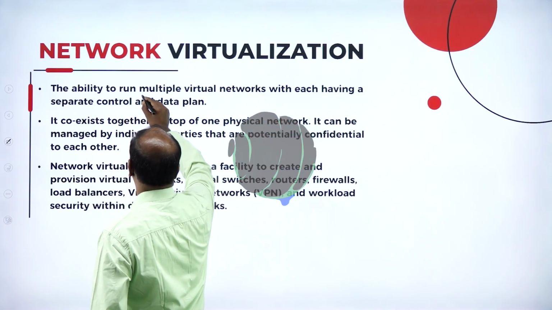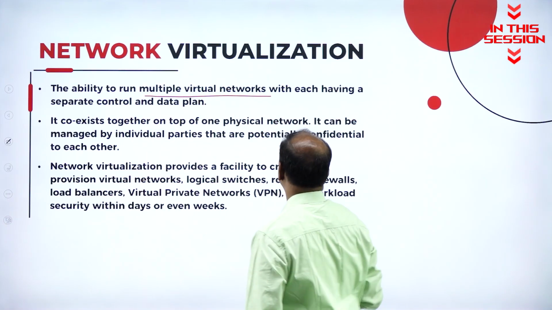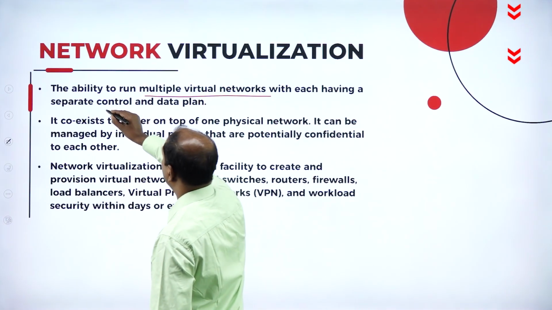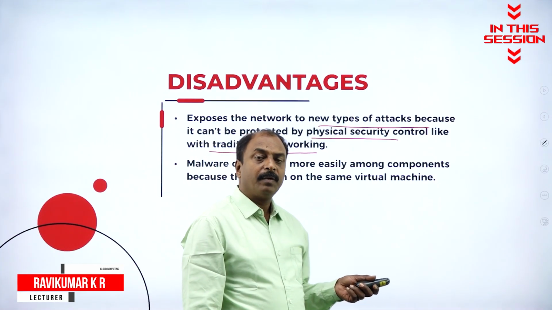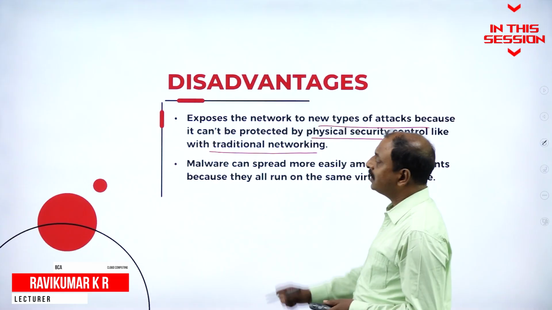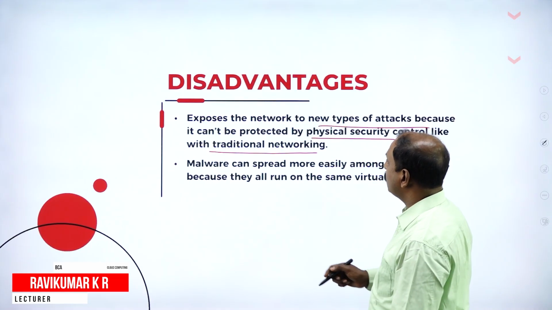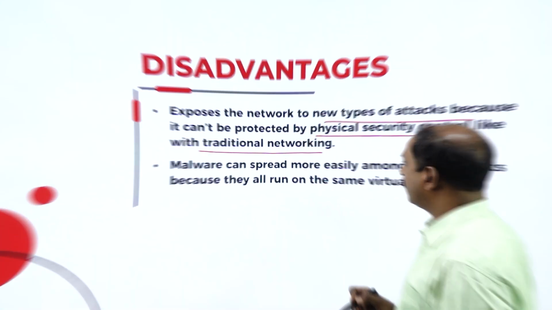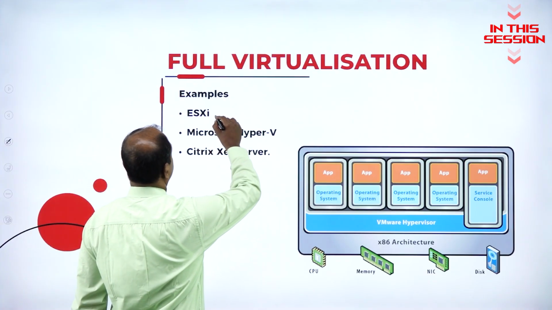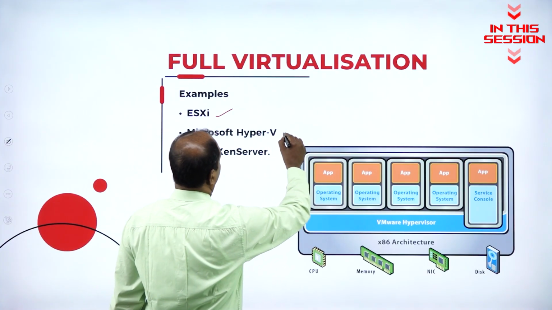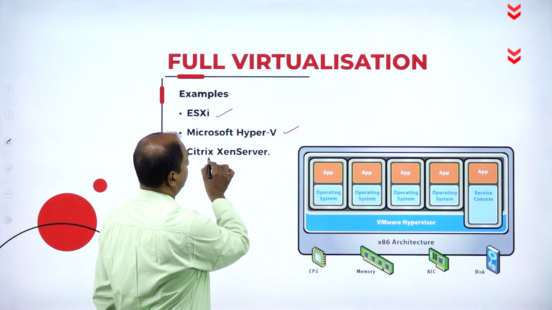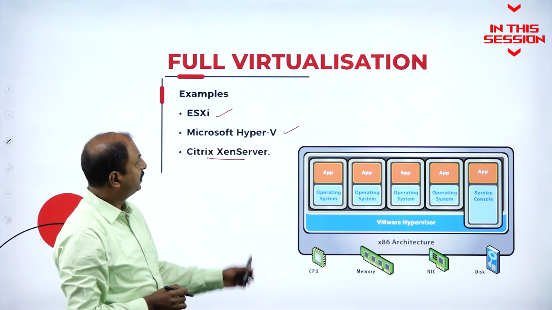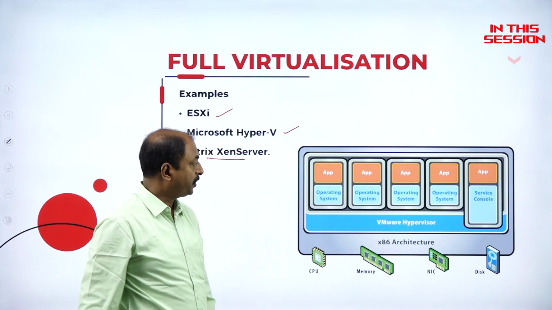The ability to run multiple virtual networks, each having a separate control and data plane. A number of virtual environments can be created through this virtualization concept. So this is one of the drawbacks of that. Examples are ESXi, Microsoft Hyper-V, which is a virtual machine, and Citrix XenServer. These are all different virtual machines.